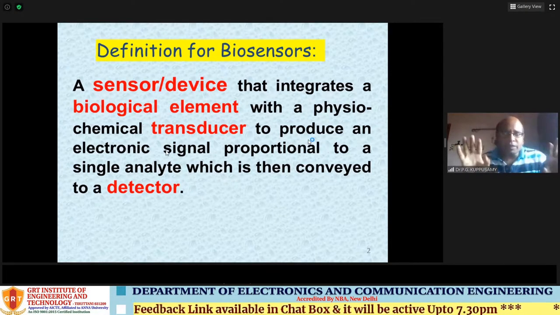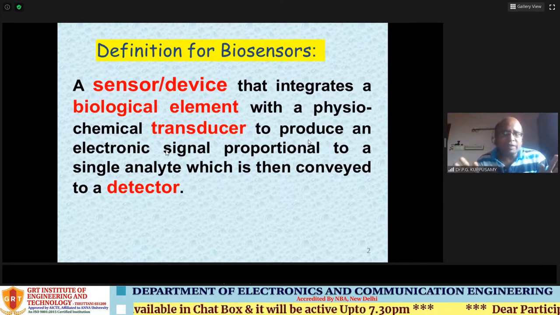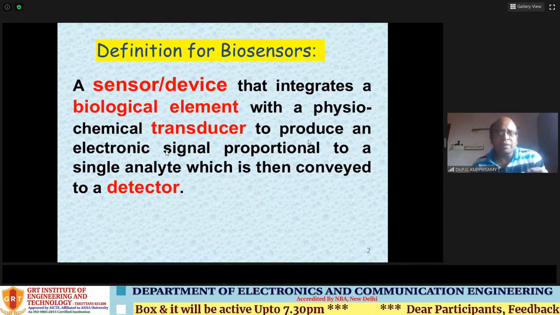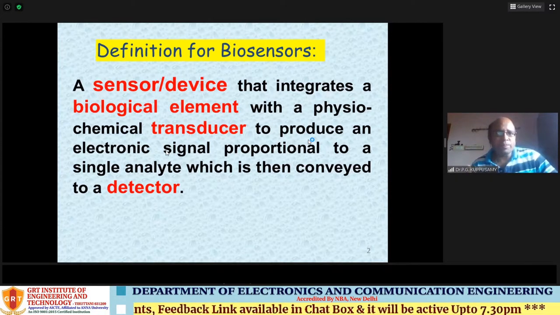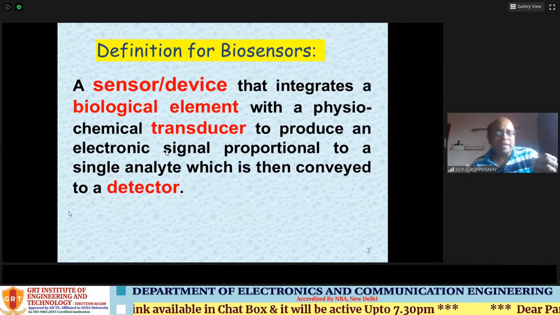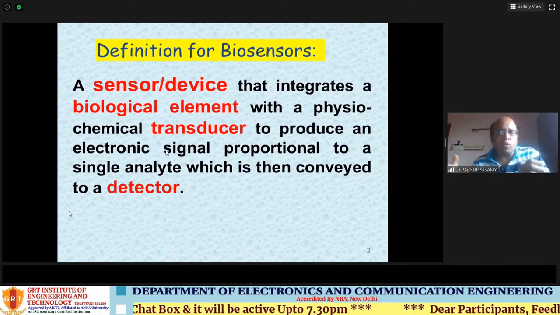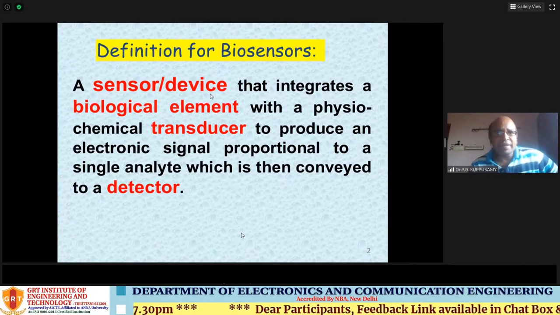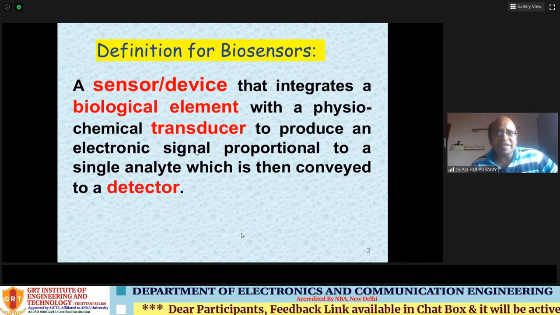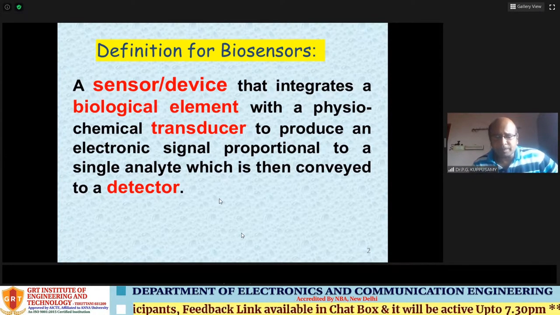So here you know that basically small communication models are required to integrate or devise the biosensor. What is the proper channel and what is the corresponding output? That will be the detector. So it is a device. What is the input device? What is the channel and what is the detector?